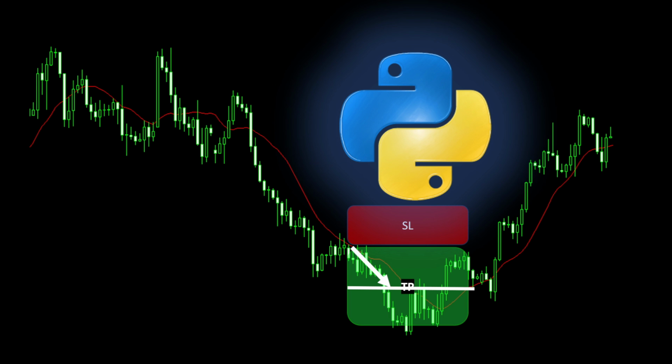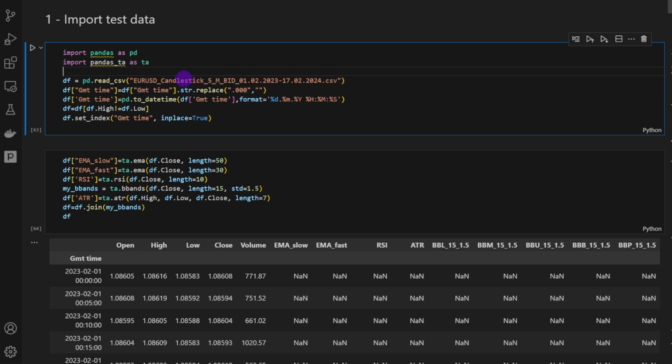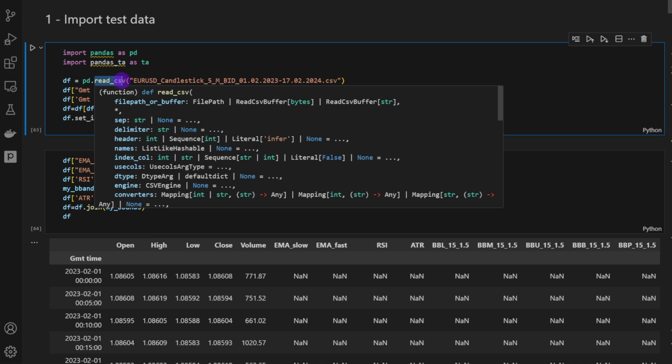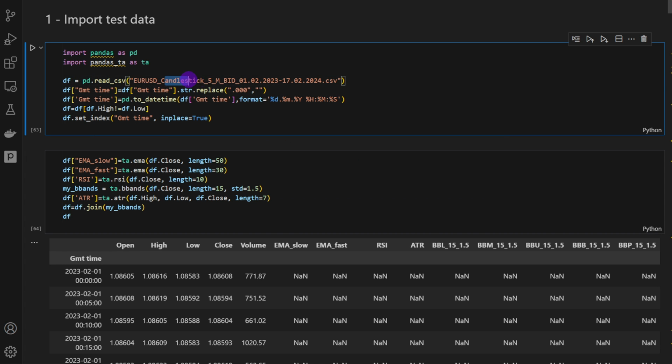Okay, let's get into the coding part. So this is our Jupyter Notebook file. We're starting by importing a CSV file, the Euro-US-dollar 5 minutes time frame from 2023 up to 2024. So this is recent data, as you can see. So we're not using older data like in the previous videos.